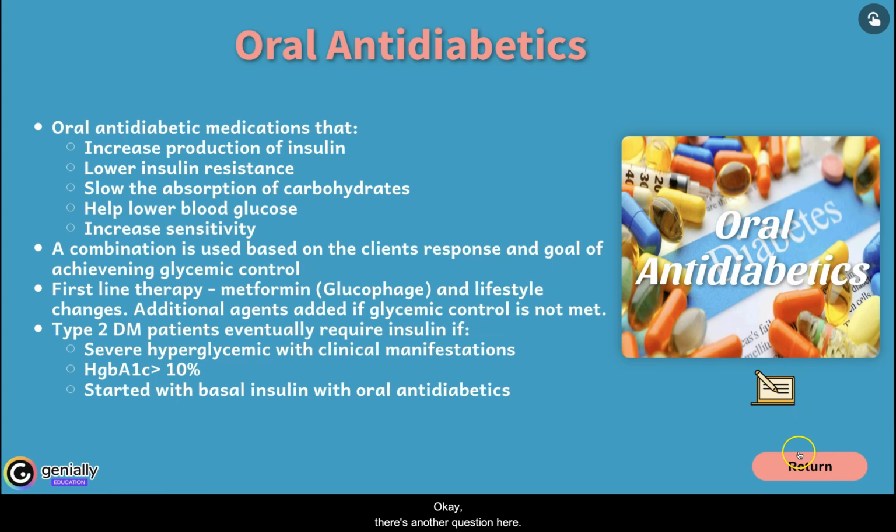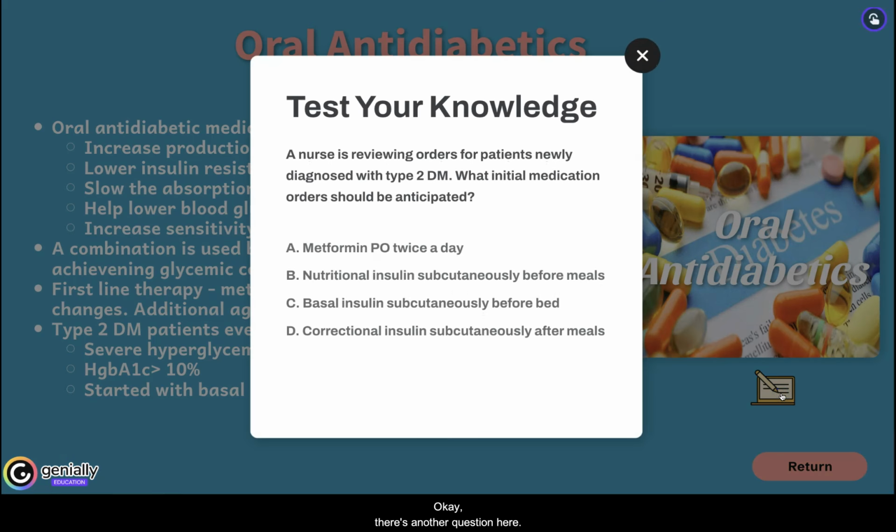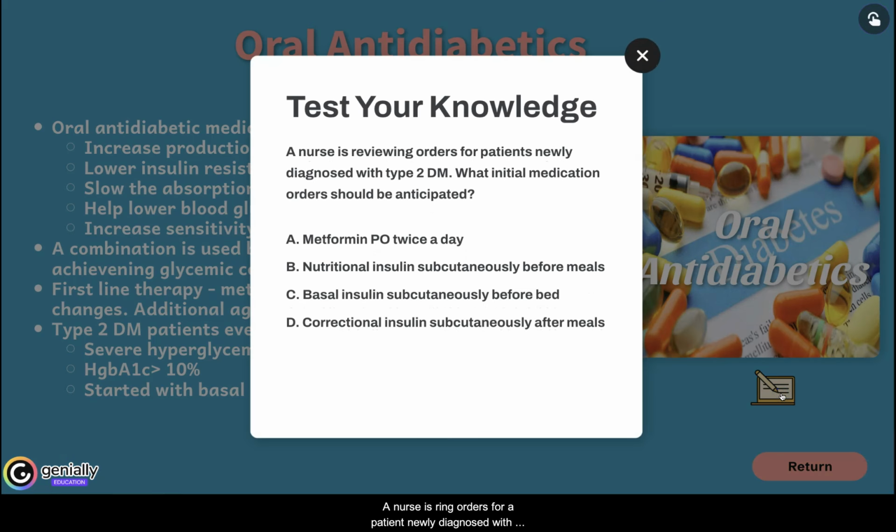Okay. There's another question here. A nurse is writing orders for a patient newly diagnosed with type 2. Which initial medication orders should be anticipated? Now, this is a new patient that just got diagnosed with type 2 diabetes mellitus. Please take a note of this and we will discuss the answer in class.